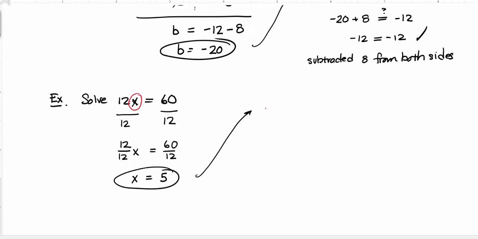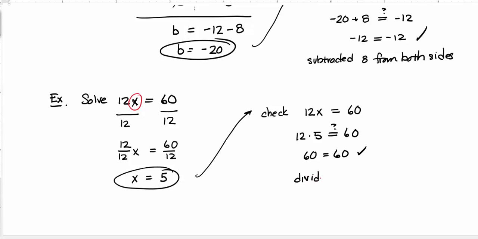Again, I can check. My original problem was 12 times x equals 60. So I'll say, does 12 times 5 equal 60? 60 equals 60, and yes, I got the same answer. So in this case, I used the division property of equality, and I divided 12 on both sides.